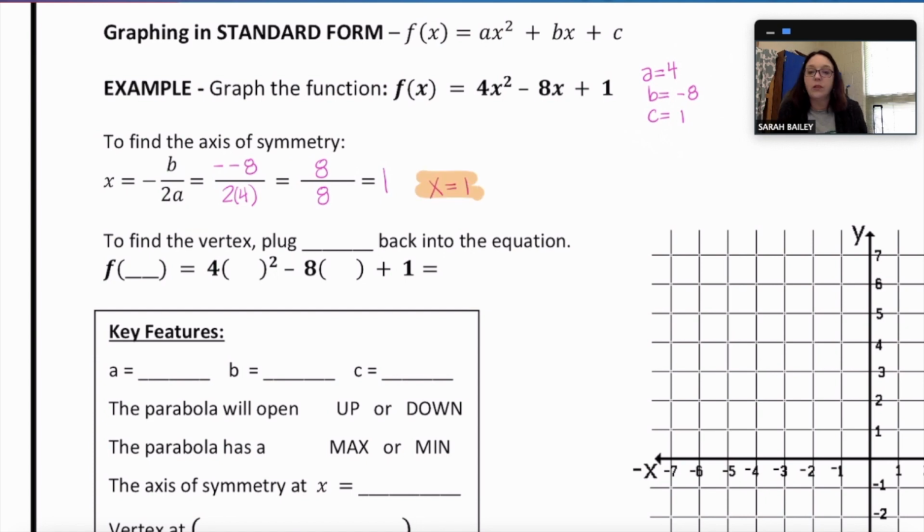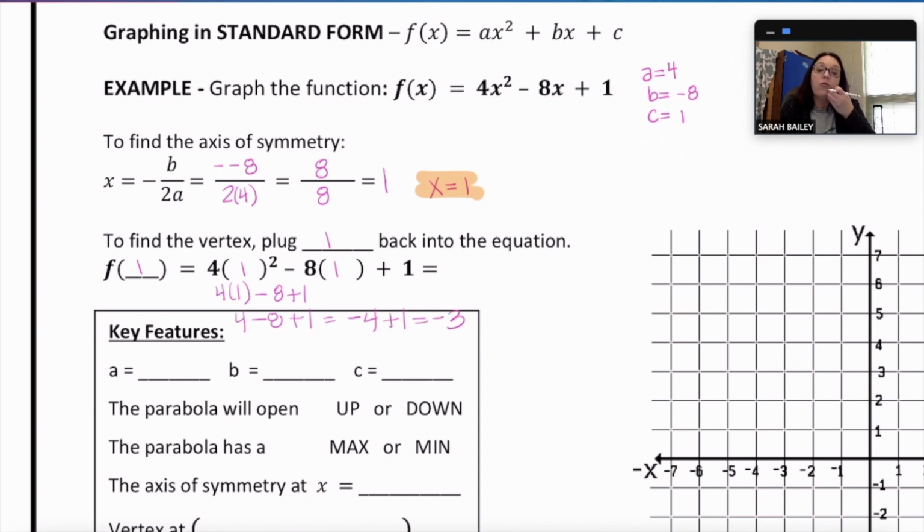Let's highlight that. Now we want to find the vertex. To find the vertex, you first need to know where your axis of symmetry is, which we know is x equals 1. So we're going to plug 1 back into the equation. In other words, we're going to find f of 1. Everywhere there's an x, I'm going to substitute a 1. So I'm going to do 4 times 1 squared minus 8 times 1 plus 1. Well, 1 squared is 1, and 8 times 1 is 8. So that's 4 minus 8 plus 1. That's negative 4 plus 1, which is negative 3.